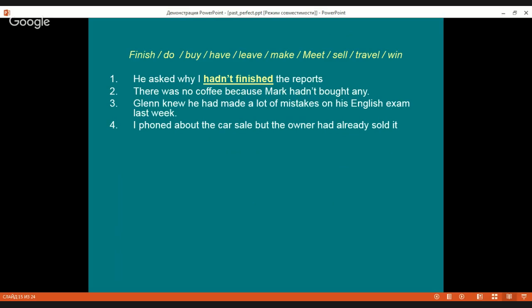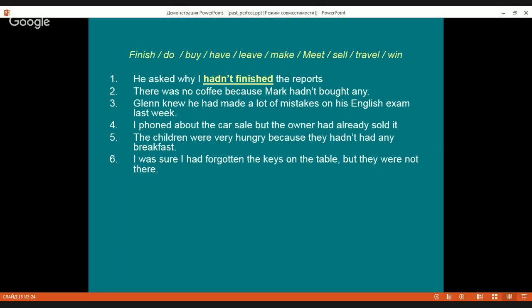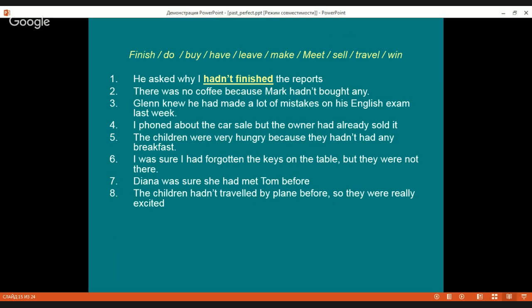I phoned about the car sale, but the owner had already sold it. What a pity. Unlucky coincidence. The children were very hungry because they hadn't had any breakfast. I was sure I had forgotten the keys on the table, but they were not there. Diana was sure she had met Tom before. The children hadn't traveled by plane before, so they were really excited.